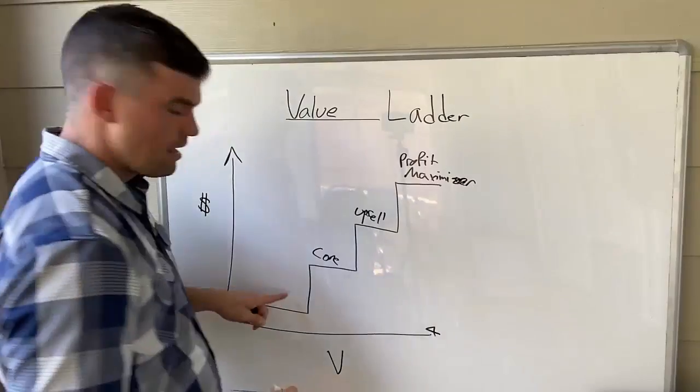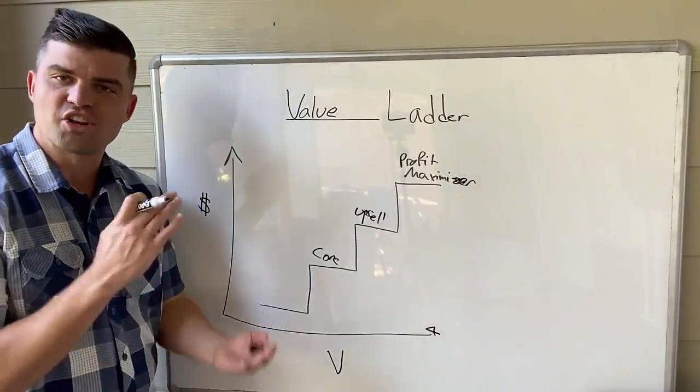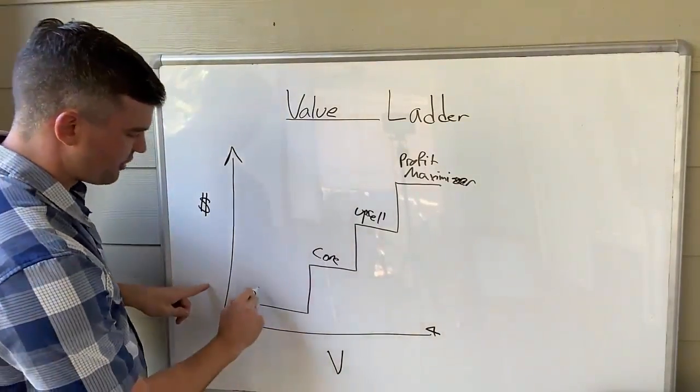And typically down here we have something called a tripwire or a free thing. So I'm going to put free thing.